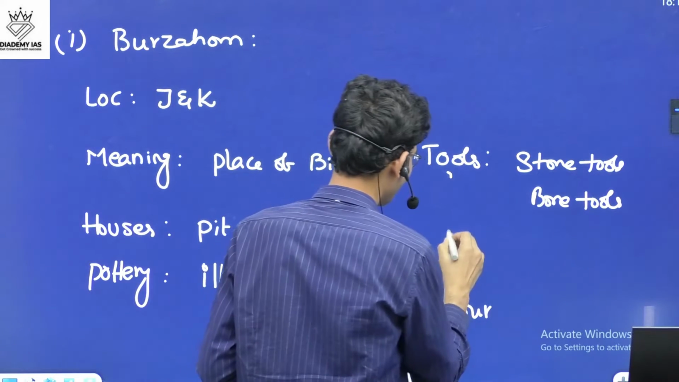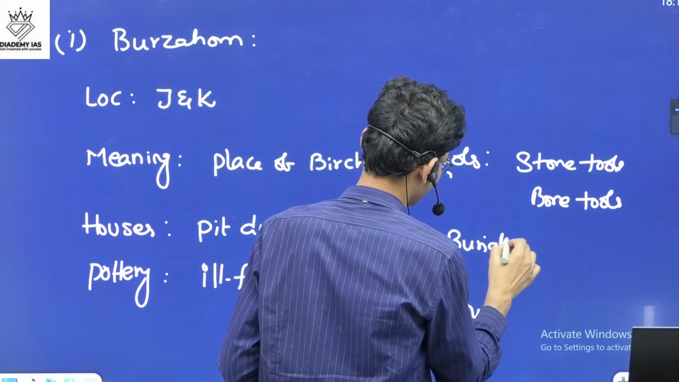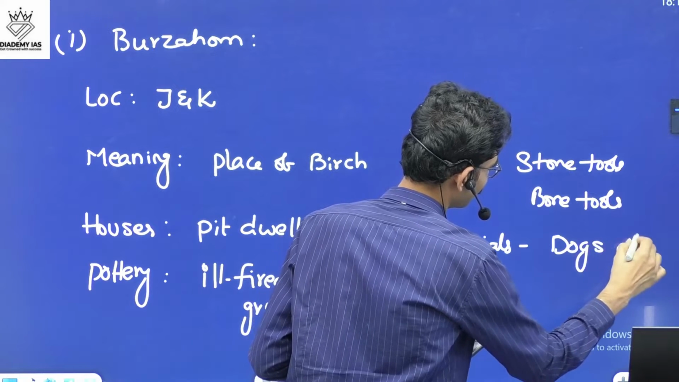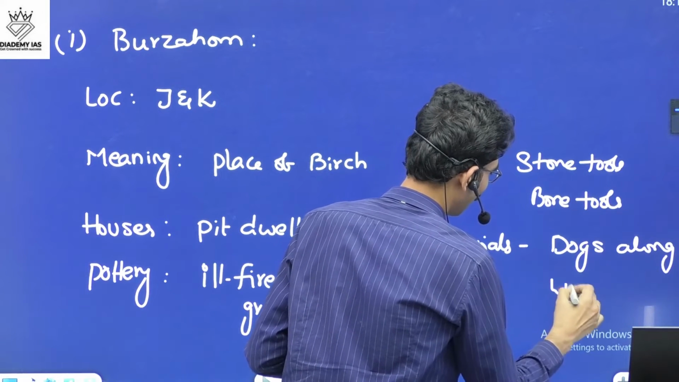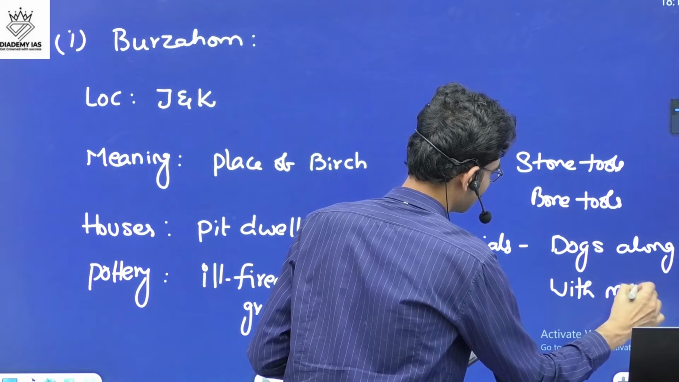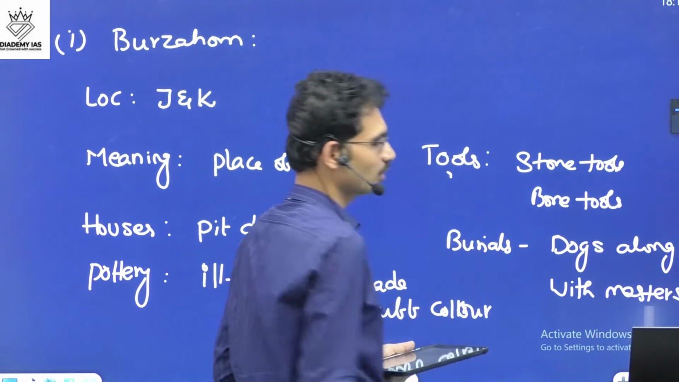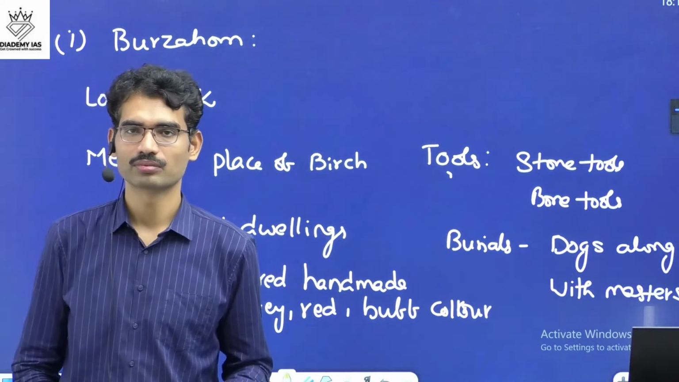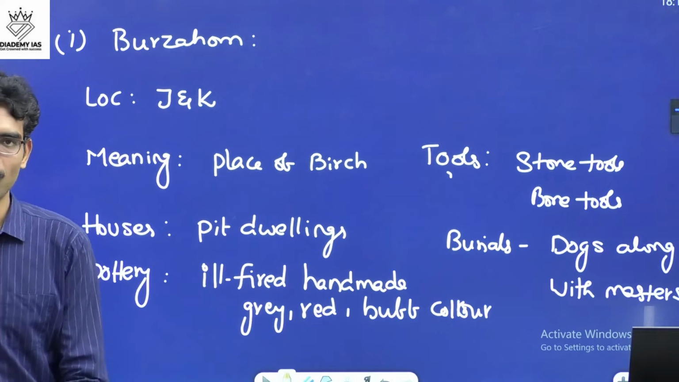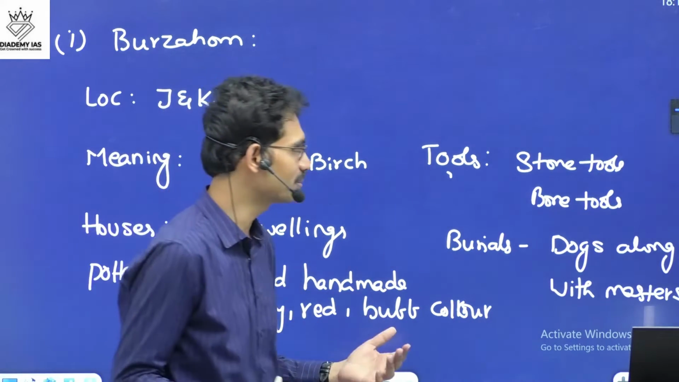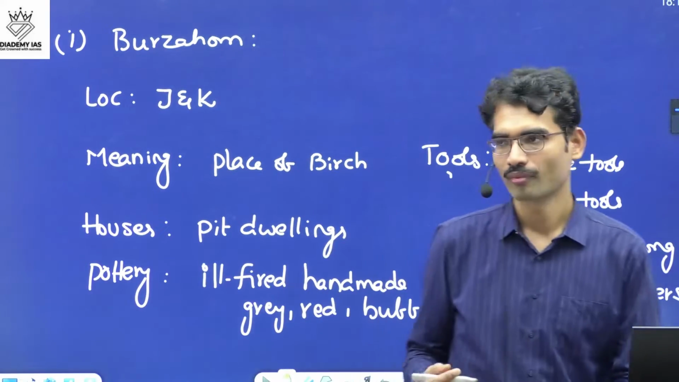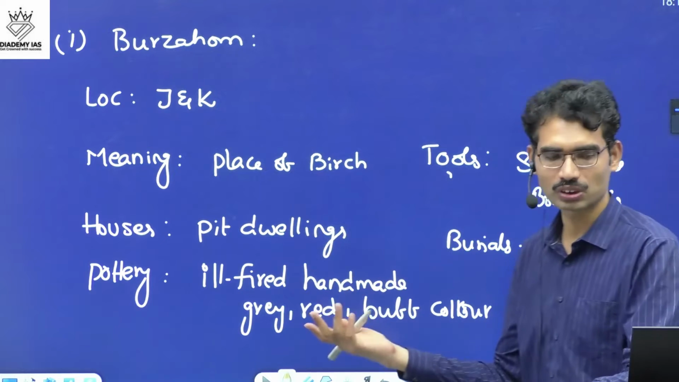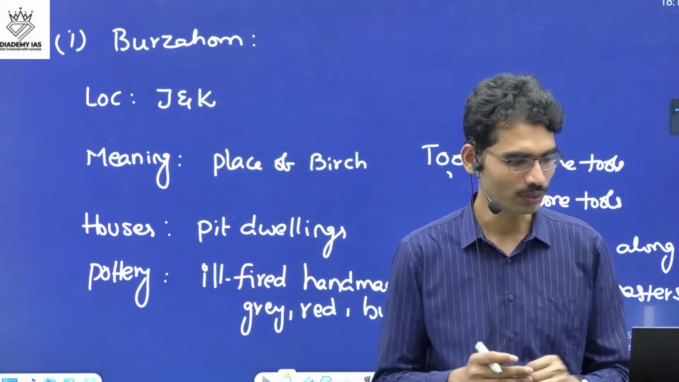And when it comes to burials, they buried dogs along with masters. So this shows these people might be required in the second life. So life after death, kind of belief, religious beliefs are also there. So these are some of the important points which you require, thirty words only. These are the important words.